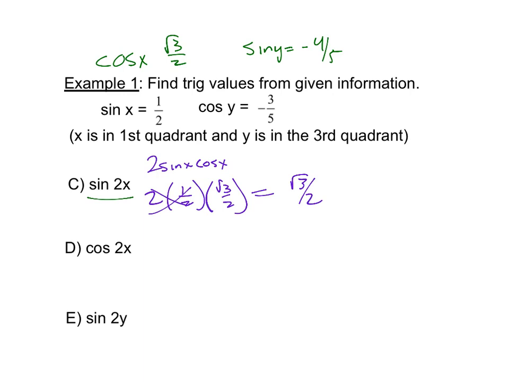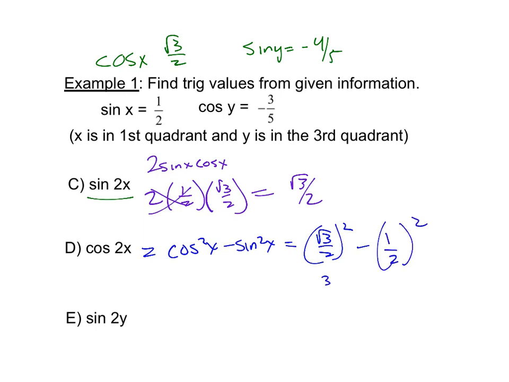Cosine of double x, and this is the one that always is odd to me, that the first thing you're doing is squaring it instead of multiplying it by 2, is this. So cosine squared x, so square root of 3 over 2 squared, minus sine squared of x, 1/2 squared. So you end up with 3/4 minus 1/4. So you're going to get 1/2 as your answer.